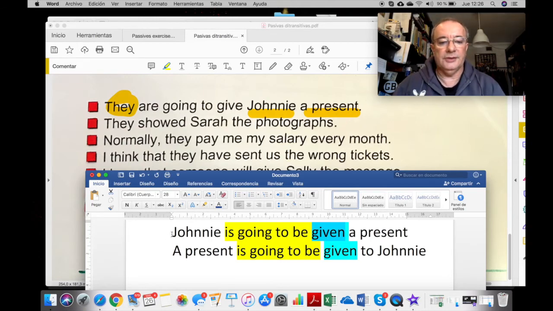Okay, but out of these two examples, Johnny and a present can be the subject, but the most common, of course, would be the first one. Johnny is going to be given a present, okay?